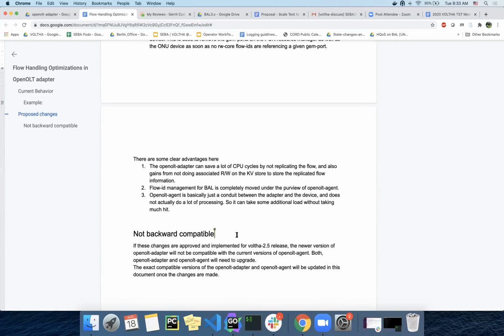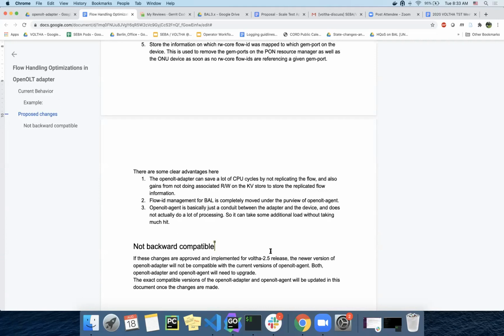One thing to note is that once this change comes in, you will have some changes on the agent and some changes on the adapter. So the adapter would no longer be backward compatible, and the same applies to the agent as well. You need to upgrade both the agent and the adapter. If this change is approved and implemented, this is something to keep note of. Does that mean we need to go to a 3.0 release and not a 2.5 release? That's an administrative issue, but I think it calls for a major release update.